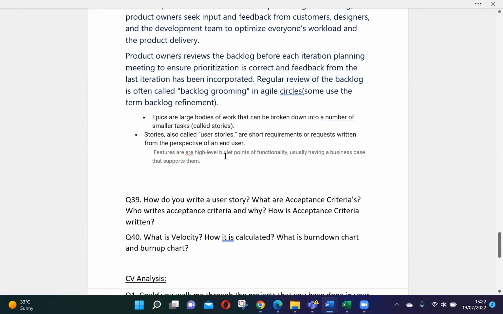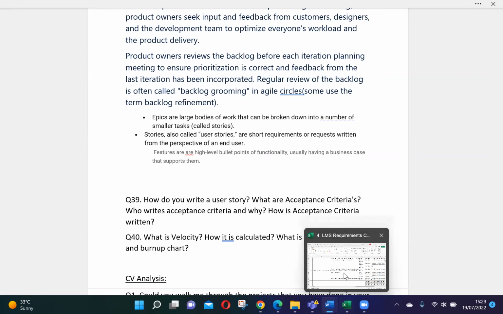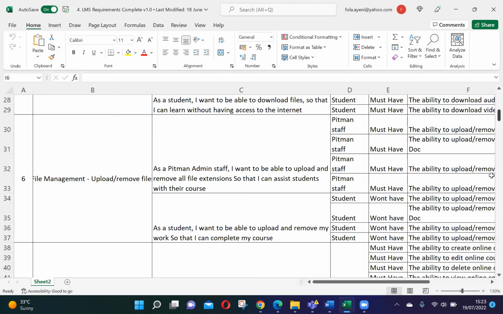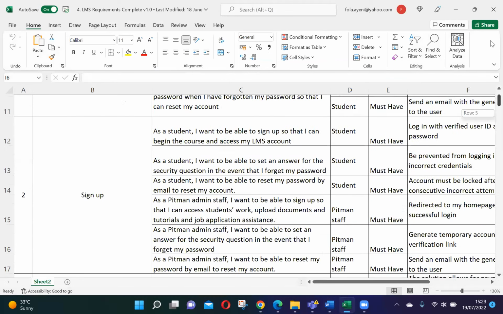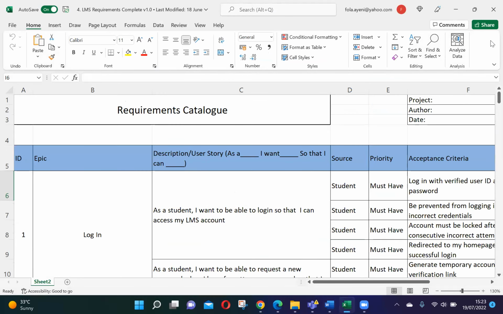Because I think I'm kind of confused here. So the sequence of epic, user story and features is this way. First comes the epic, after that comes features, and after that comes the user stories. So user stories are the most granular level.